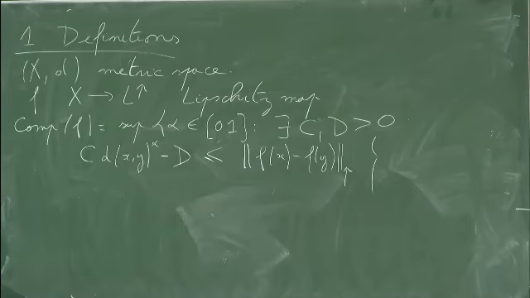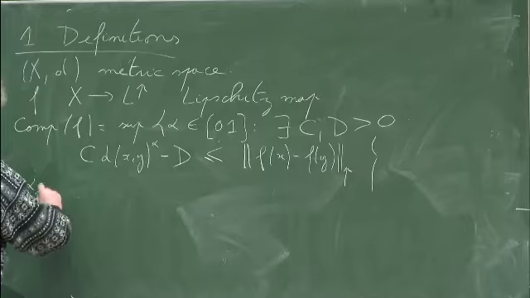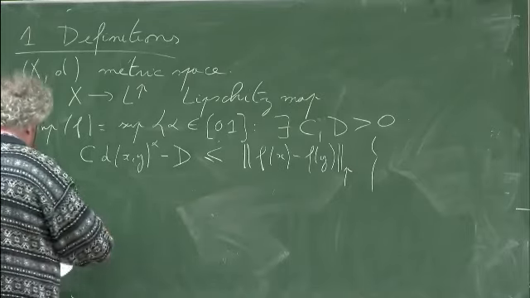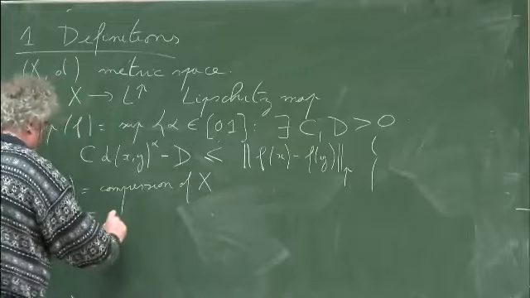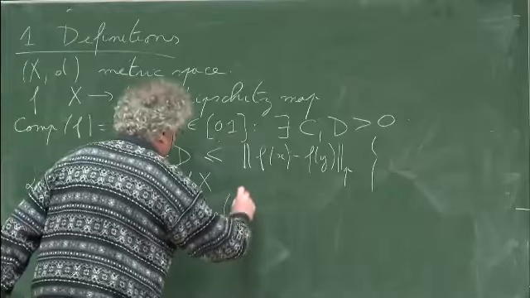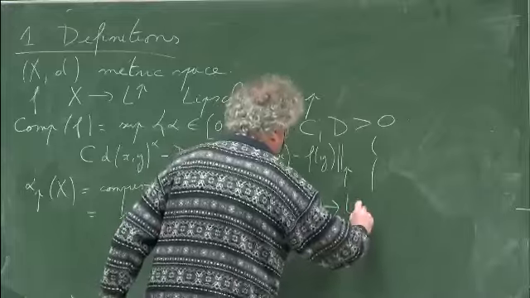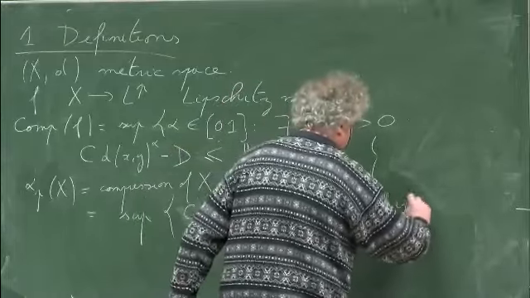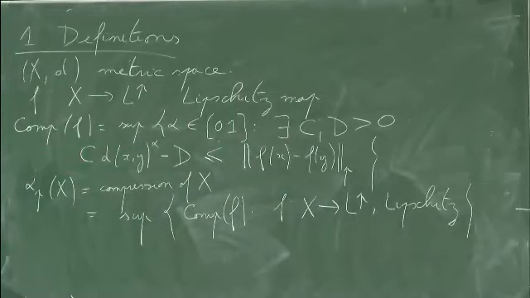And then, taking the supremum over all possible f, we get a numerical invariant for X, which is called the L^p compression. Alpha_p(X) is then the compression of X, the supremum of the compression of f taken over all Lipschitz maps from X into L^p.